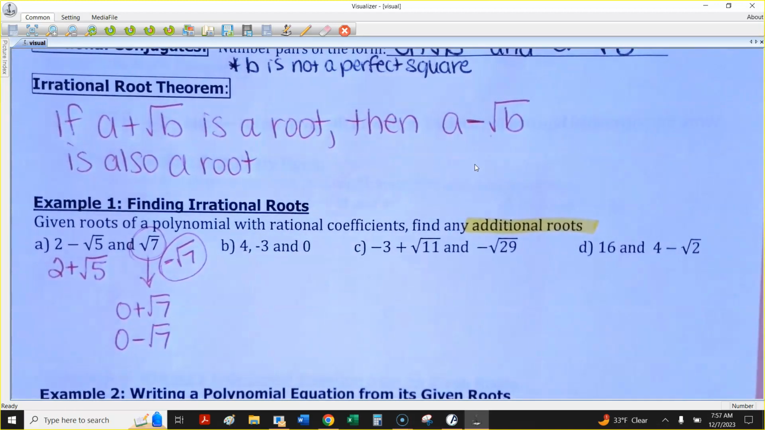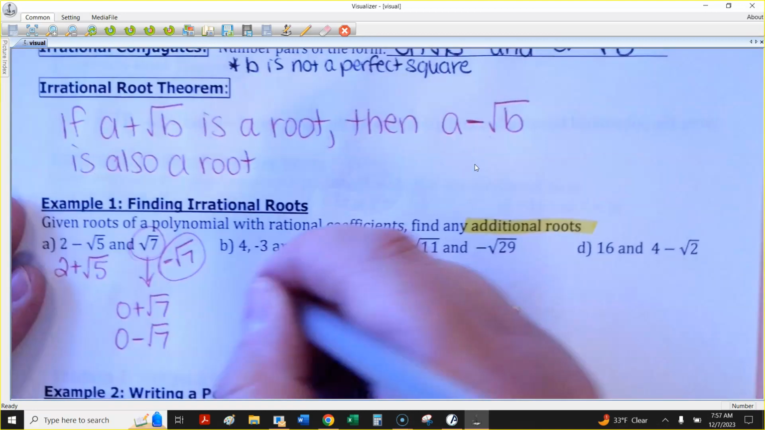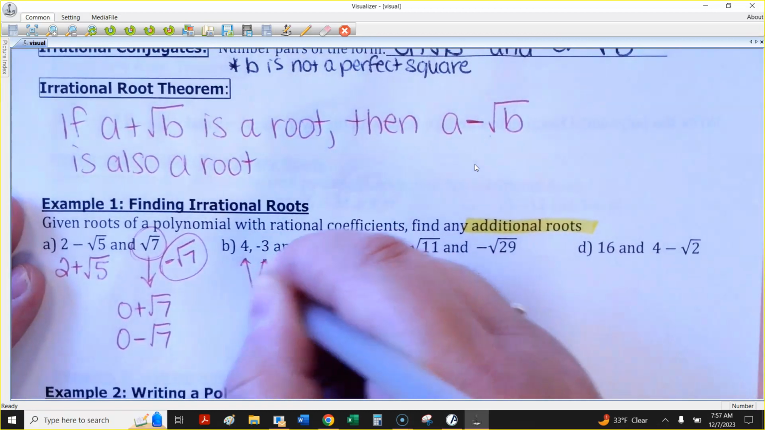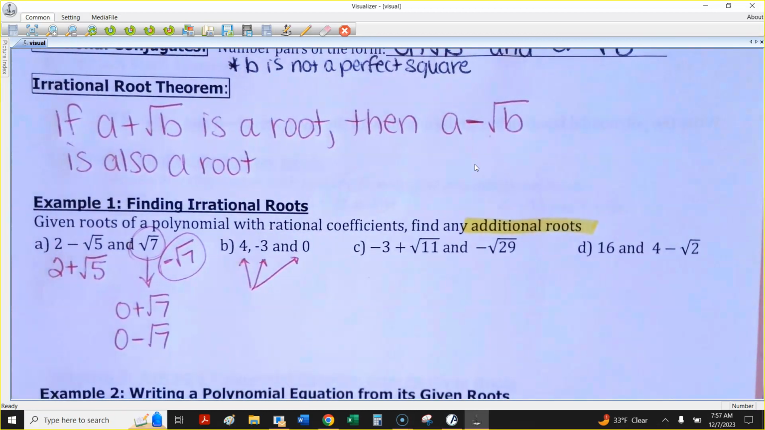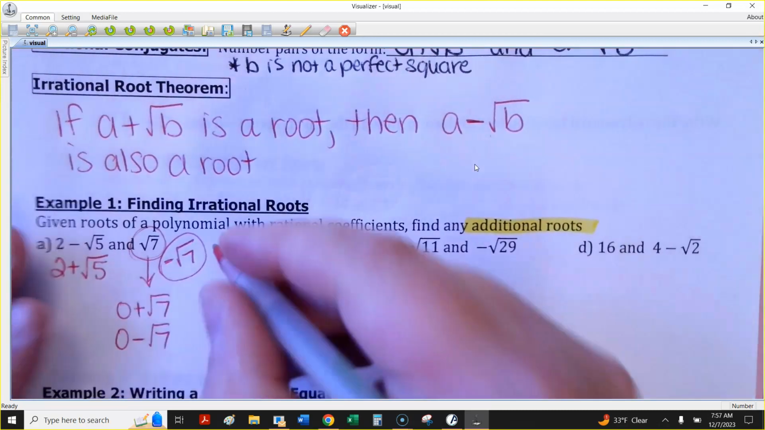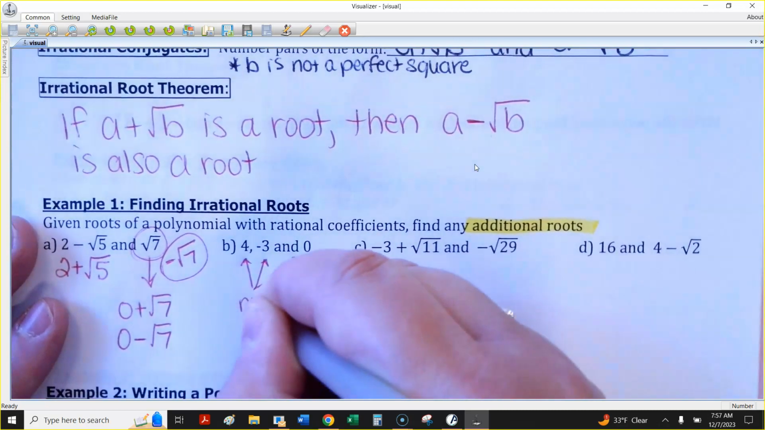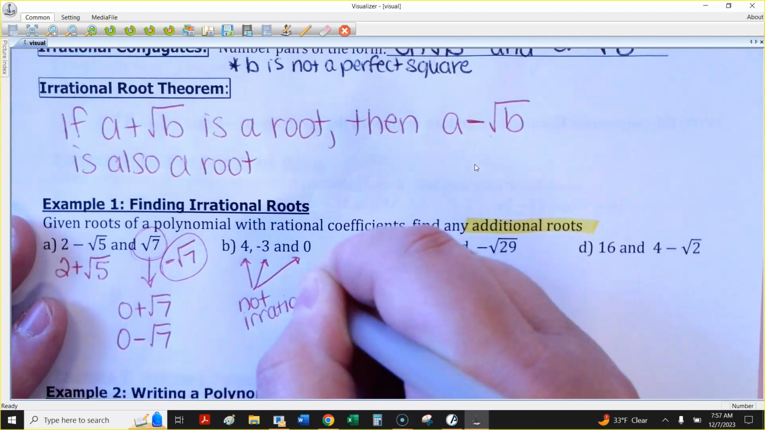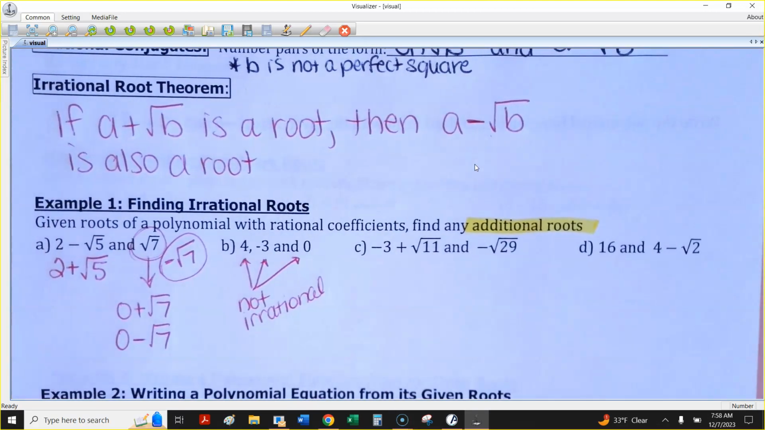Okay, now all I want to do is emphasize this for this question. I give you 3 answers. I say 4, -3, and 0. Would I have any other roots? No. These are not irrational. So don't just go, oh, 4 is an answer, so -4 is an answer. It doesn't work like that. A conjugate has to go with a square root. These do not have conjugates. They have opposites, but they do not have conjugates.